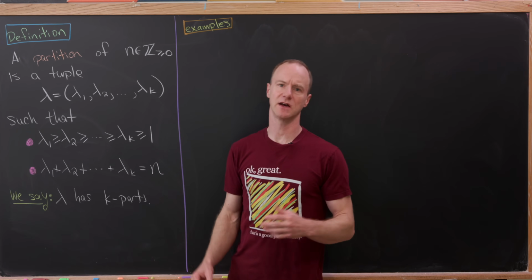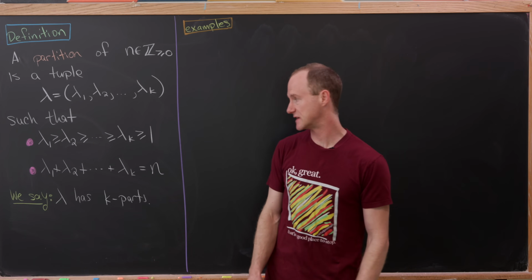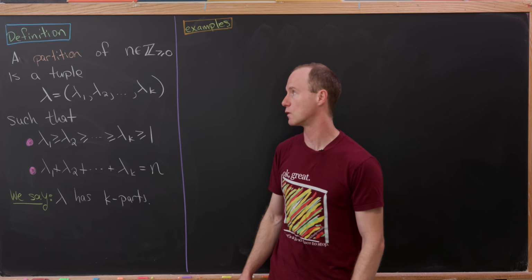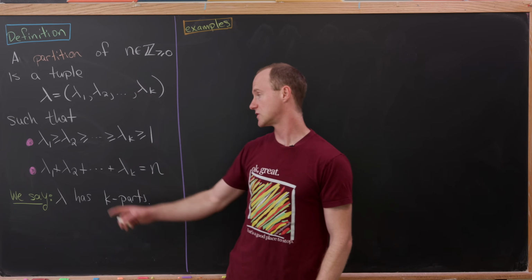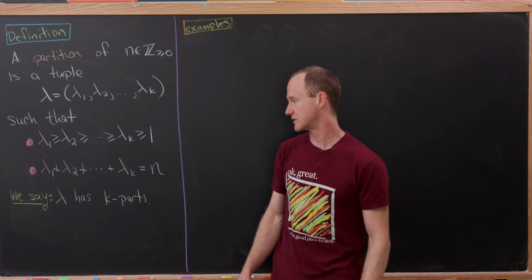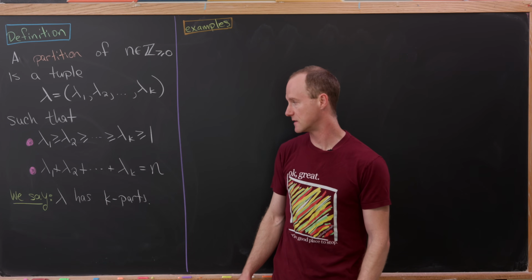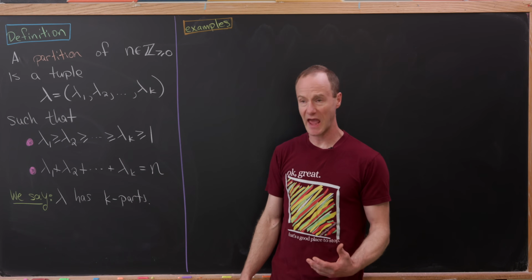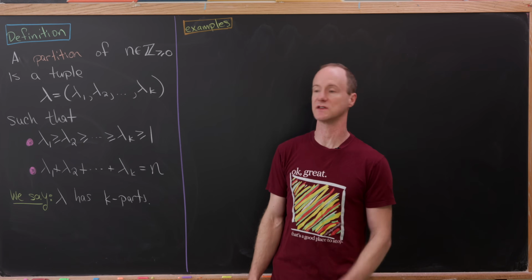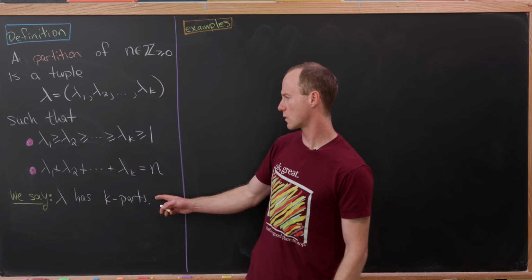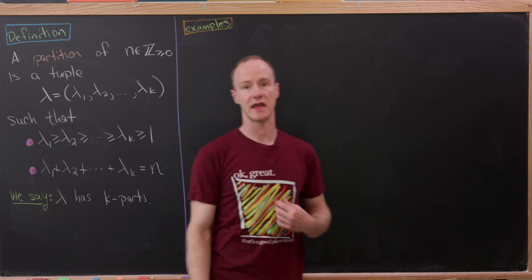And then next up, I guess the most important part is that the sum of the lambdas equals our number n. That's why it's a partition of n. So like I said, lambda 1 plus lambda 2 all the way up to lambda k is n. And this number k, which I have up here, is the number of parts of the partition. Or we might say that lambda has k parts.